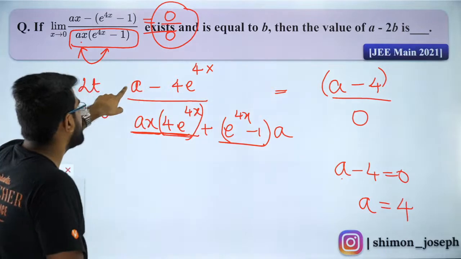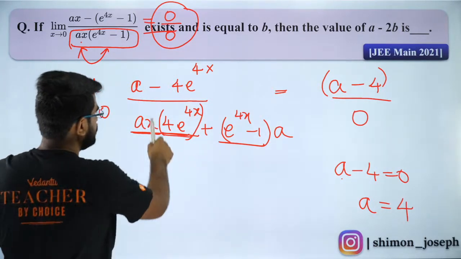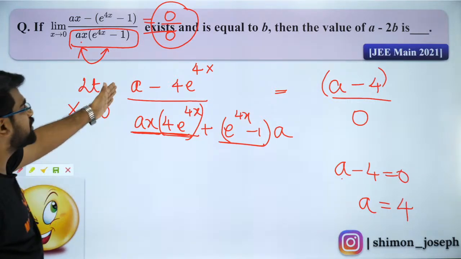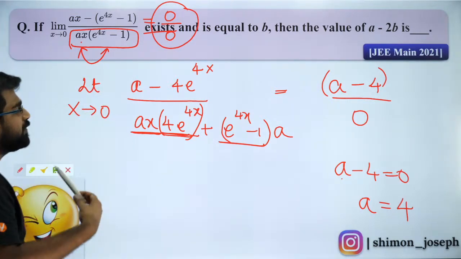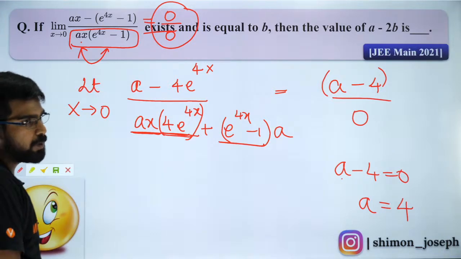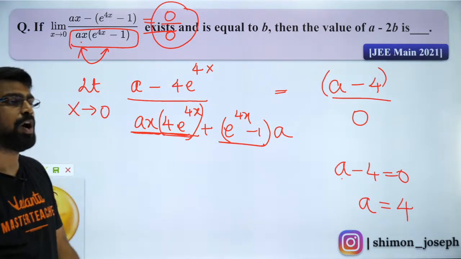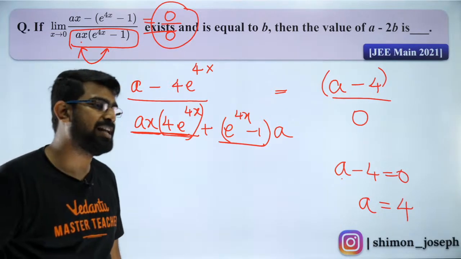So if a is 4, what will you get over here? You can basically solve it now. If a is 4, you substitute it here and then try to simplify it, you will get the answer. Okay, can you guys do it? Get the limit. Everybody please try to solve it. Once you are done, I will explain it.